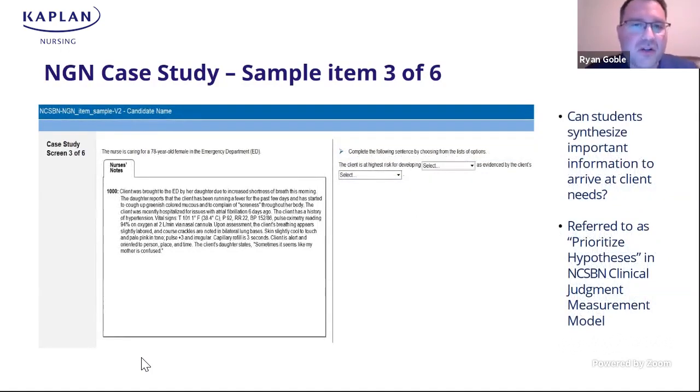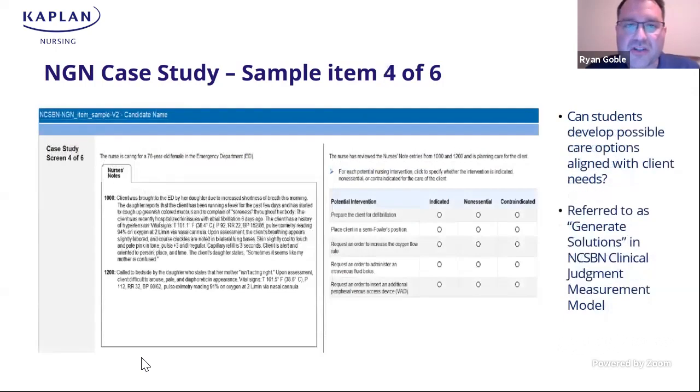This third question is a cloze item. You can see there are two sets of drop-down buttons. Can the student synthesize important information to arrive at the client needs category? This fourth question is another matrix item, but here you see radio buttons instead of the boxes, so there will just be one correct answer per row. Here we're looking for what's indicated, what's non-essential, or what's contraindicated. With this question, can the student develop possible care options that are aligned with the client's needs? This is referred to as generate solutions in the measurement model.